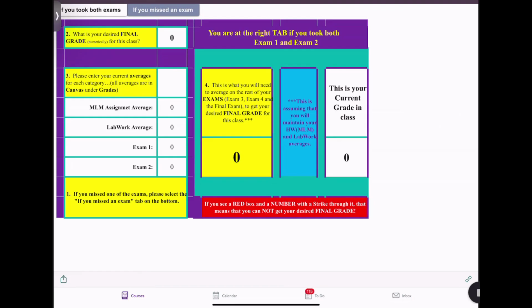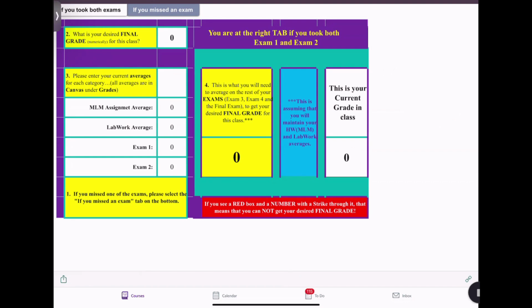And then in this white box here is what your current grade is in the class. Now, that might agree or disagree with Canvas, just so you guys know. Okay? But that is your current grade. Okay? So I would tell you that this weekend, feel free to do that.